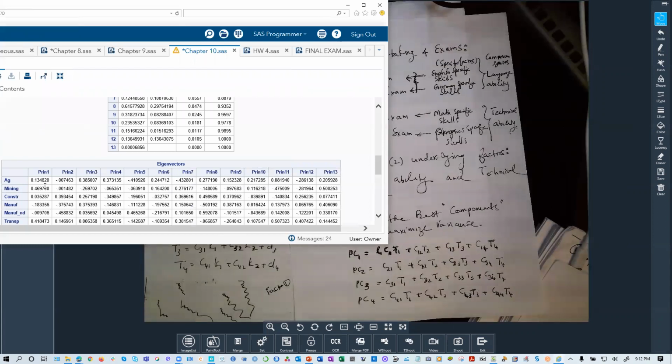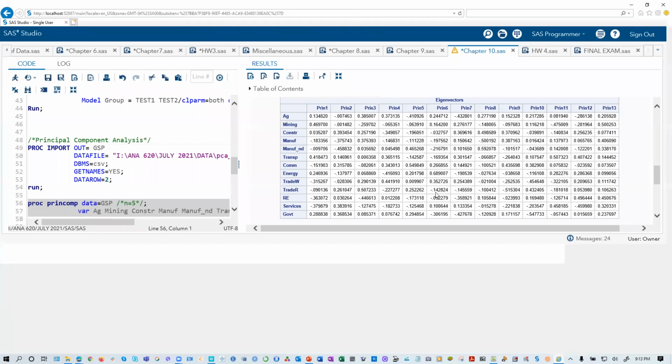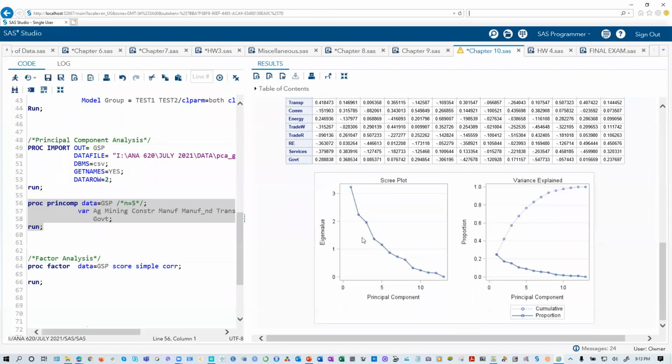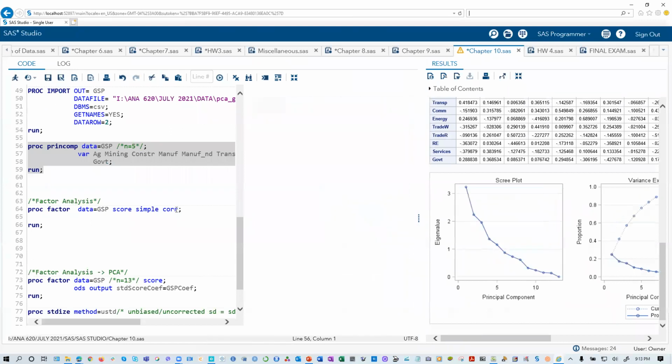So PC1 is nothing but 0.134820 times AG plus 0.46970 times mining, and this time 0.035, and so on. These are the eigenvectors, all the way for the first principal component, second one, third one, fourth one. Okay. So when we know how to write it, only five principal components will be kept based on the Kaiser rule. So let's go ahead and run the factor analysis.